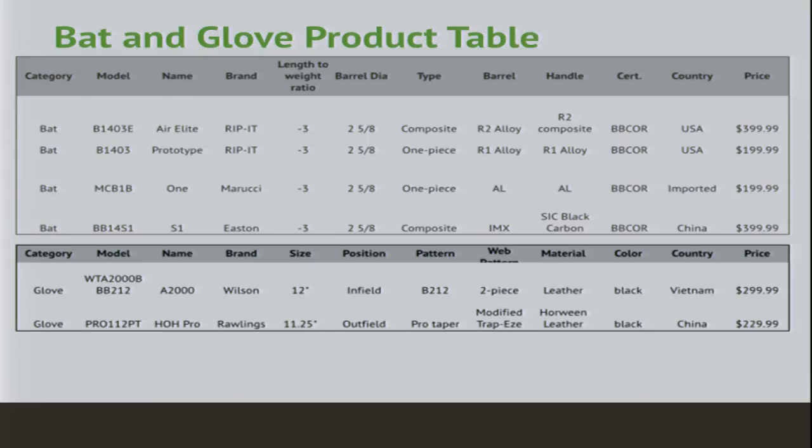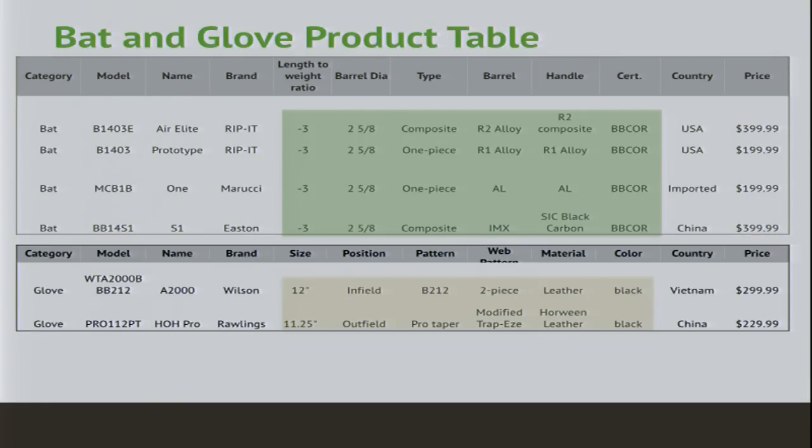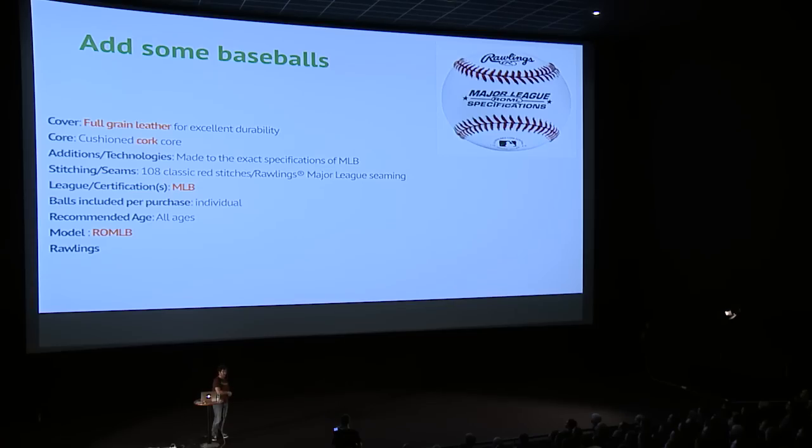So here you have the bat and the gloves. What are the differences? You see that we have all the technical description of each product that are quite different. Great. So far I have two tables. And you can imagine that you add more and more tables. Same for the baseball itself.